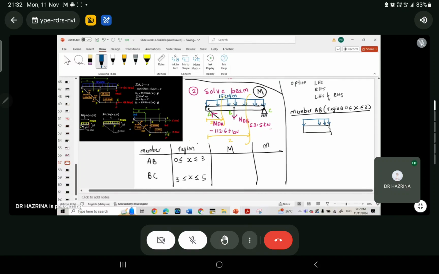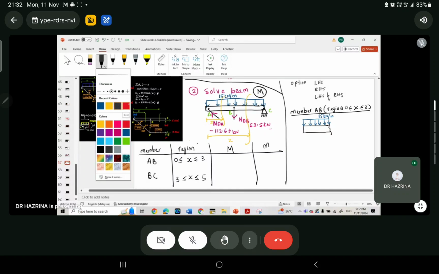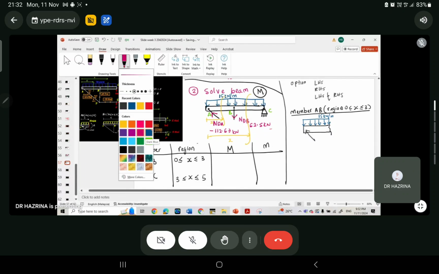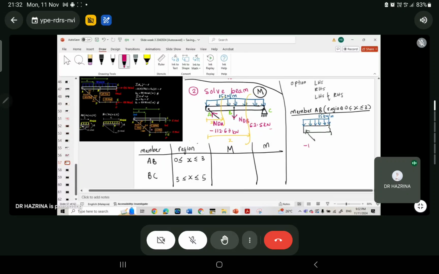Tengok ya, mata jangan berkelip ya. Okay, you have 15 kilonewton per meter. And then you have these forces come from these directions, which is NDA, which is negative 112.67 kilonewton. Okay. And then you have here you akan ada moment, you nak check MX.